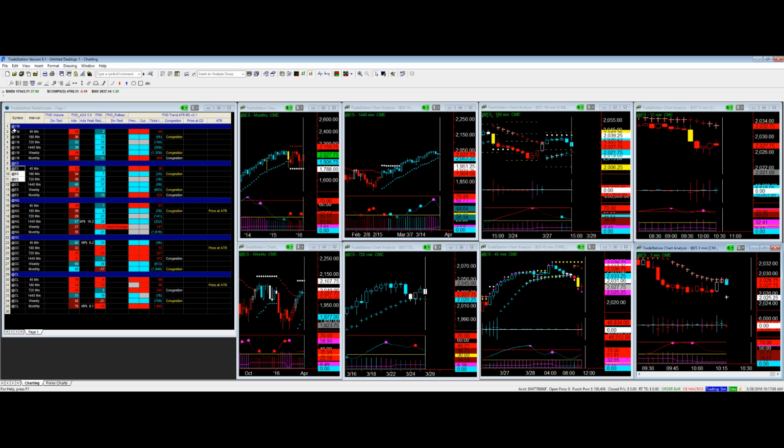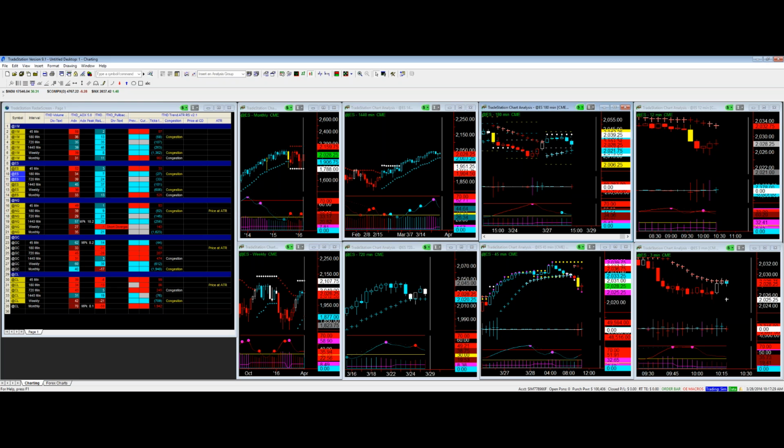Because I like trading the higher time frames, I have my radar screen set to just pick up the higher time frames when it's at an ATR. The really cool thing is you can actually send it to your smartphone using NinjaTrader, TradeStation, or MultiCharts. All of the platforms will allow you to do it.